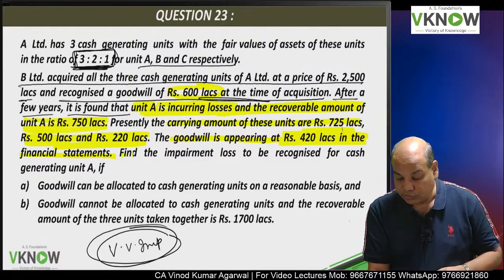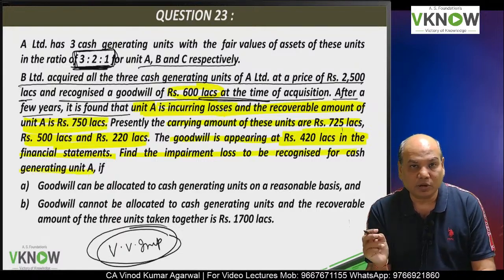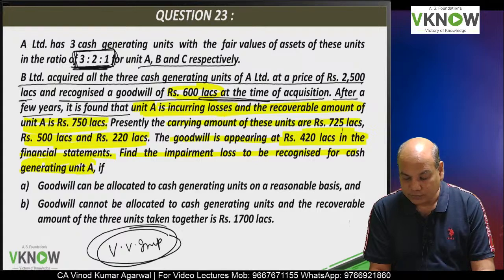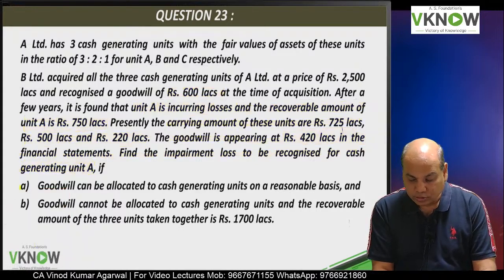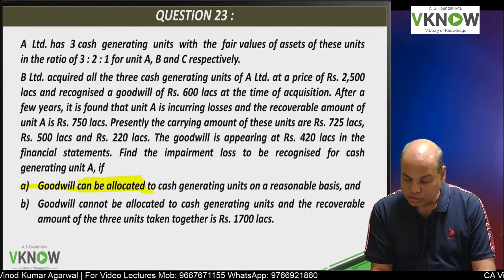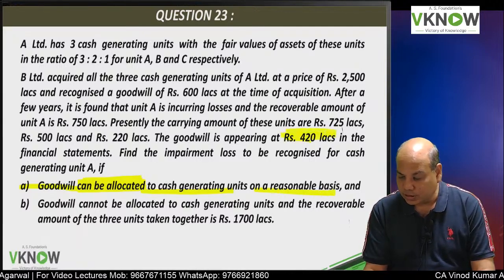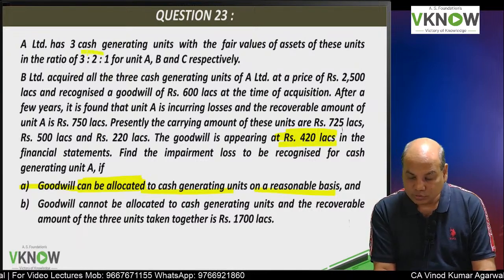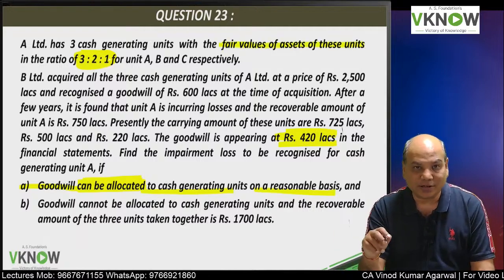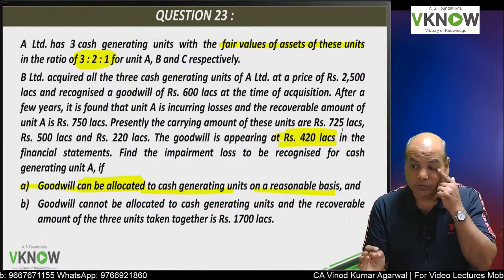Find the impairment loss to be recognized for cash generating unit A if there are 2 questions. Goodwill can be allocated, underline can be allocated to the CGU on a reasonable basis. In that case, this 420 lakh we have to allocate. So what we'll do, we will allocate in the basis of fair value of this asset 3:2:1, which was there on the date of acquisition.